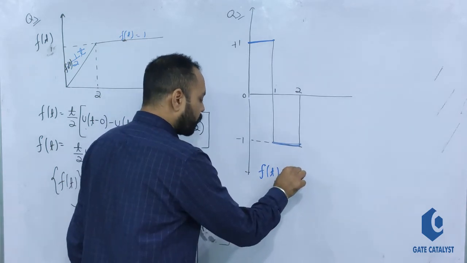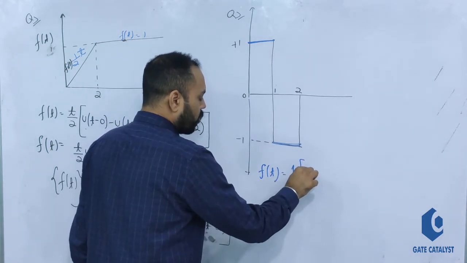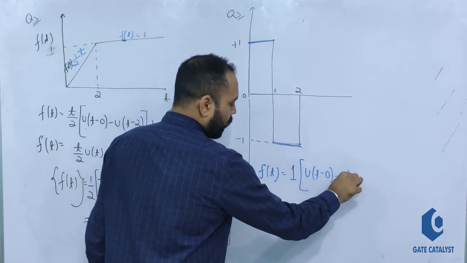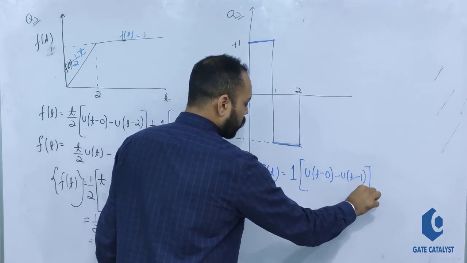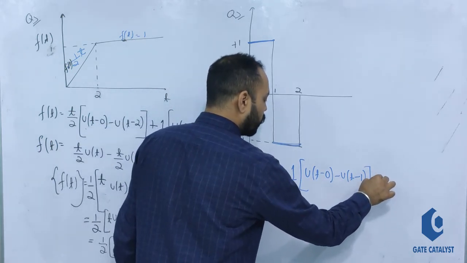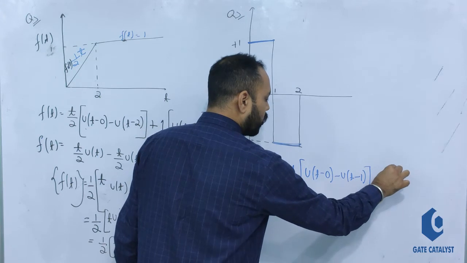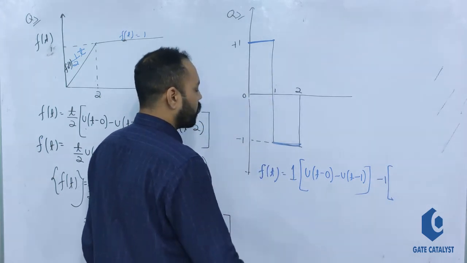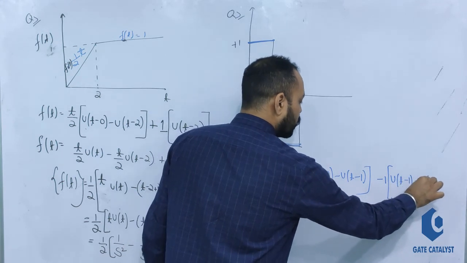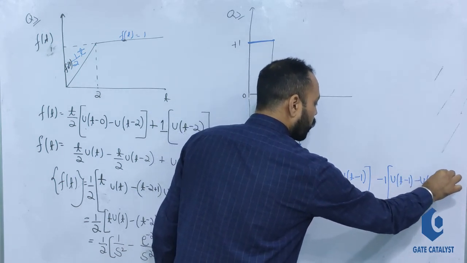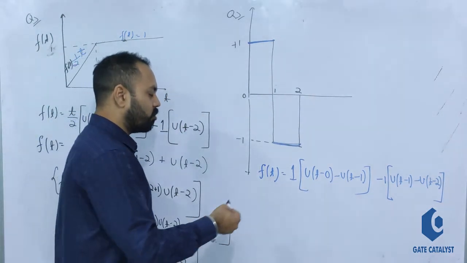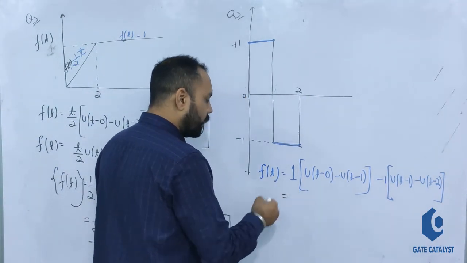So how to write it? Ft is equal to 1 into ut minus 0 minus ut minus 1. Clear? And then minus 1, so plus minus 1, or you can directly write minus 1, which is from ut minus 1 minus ut minus 2. See how easily you can write this expression. Now you want to take Laplace. This one is quite easy to solve. You can directly take Laplace here.